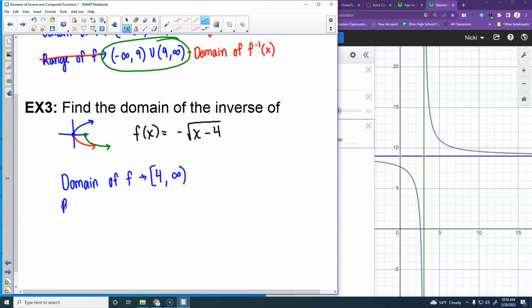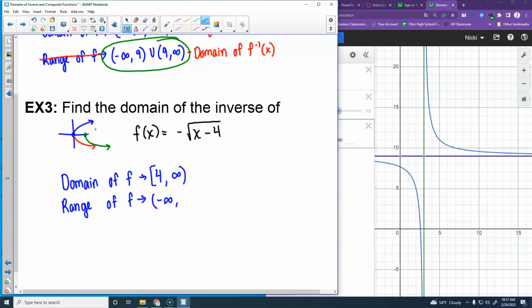Our range of f, we do see we have a highest value we could have here. What's the lowest value we're going to have? Negative infinity. It keeps going down forever. What's the highest it ever gets?